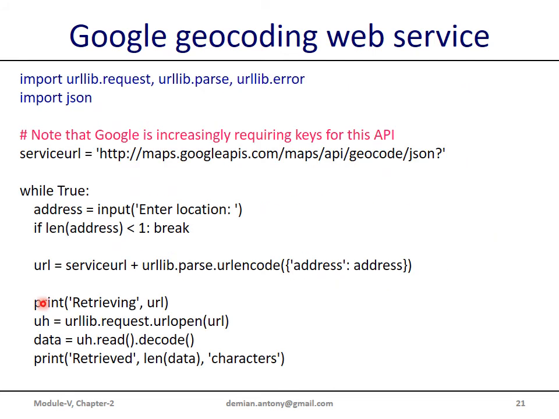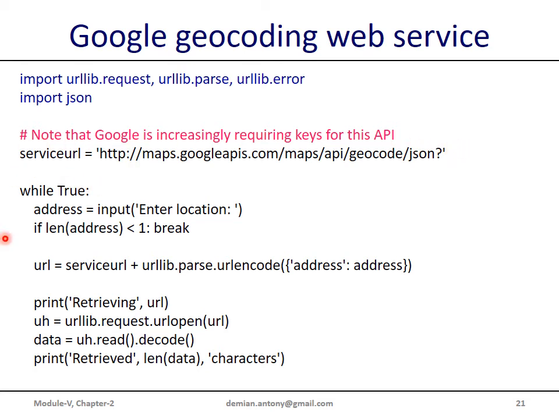This is the program. We use the urllib library. We have to import that library. We import json, and this is the web service API, maps.googleapis.com. This is a service URL API. There is a location of the service which is available over the internet.